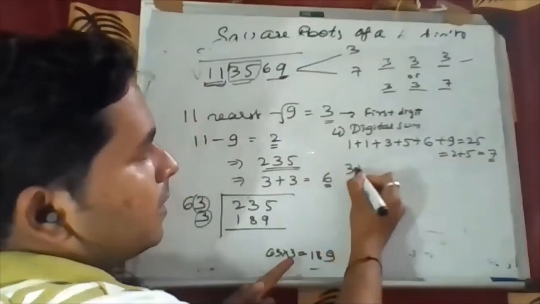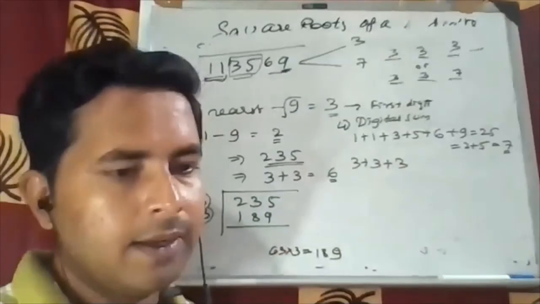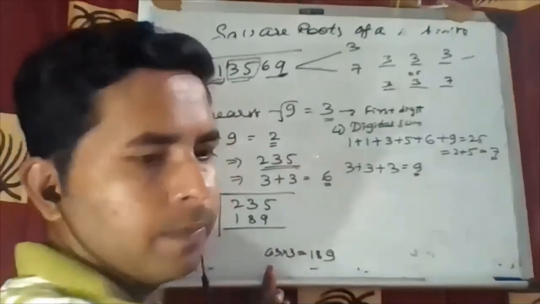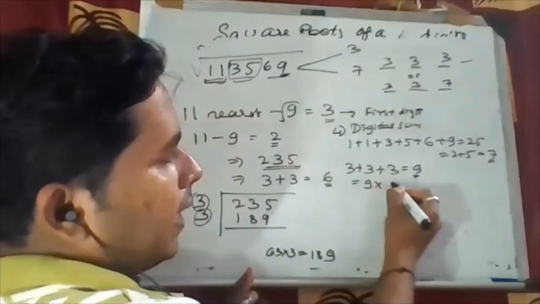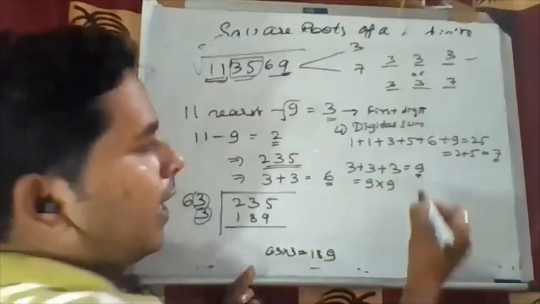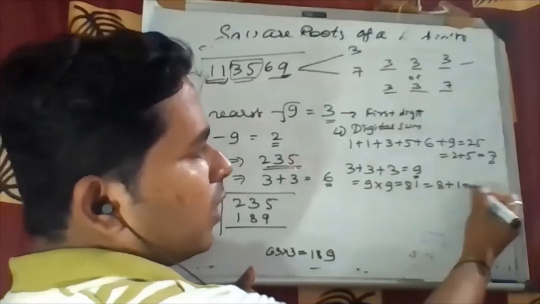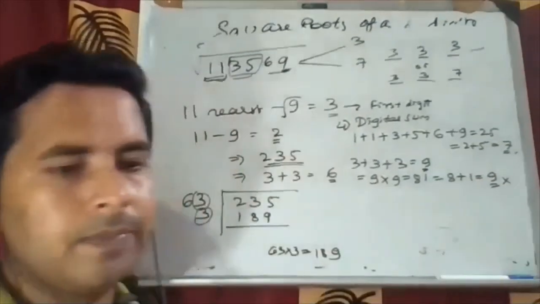Now I'll take the first expected answer, 333. So 3 plus 3 is 6, 6 plus 3 is 9. So I got how much? 9 is the one number. Now I'll multiply that 9 into the same 9. I got 81. So 81 is 8 plus 1, so I got the answer 9. So this is not the same as 7.